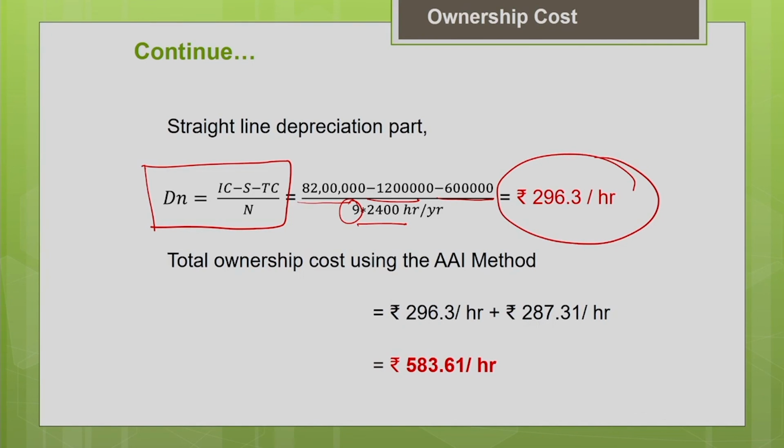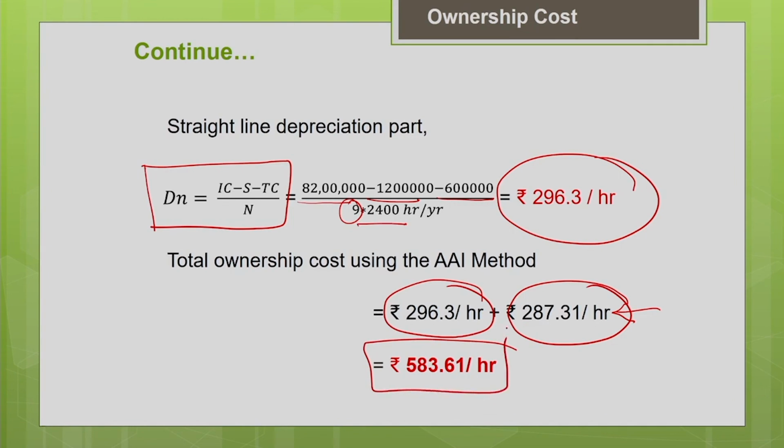Now, add up all the ownership cost. This is your depreciation cost, and these are the other ownership components: insurance, taxes, storage, cost of investment. Add everything up and you will get the total hourly ownership cost using the average annual investment method. So, this is how we estimate the ownership cost using the AAI method.